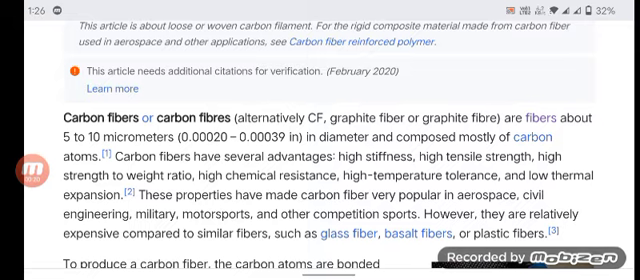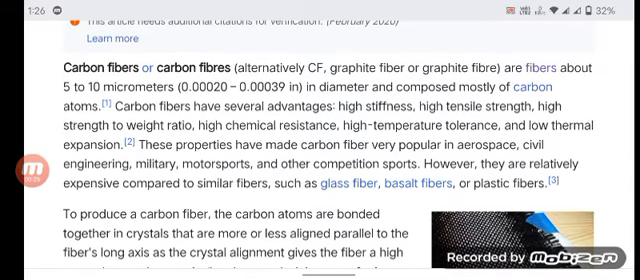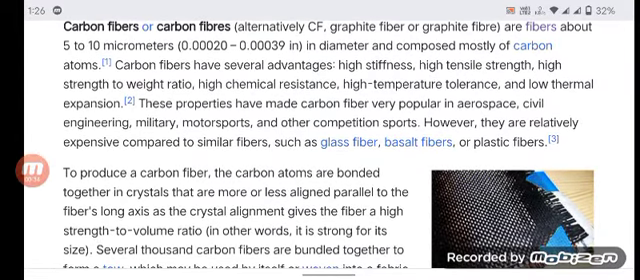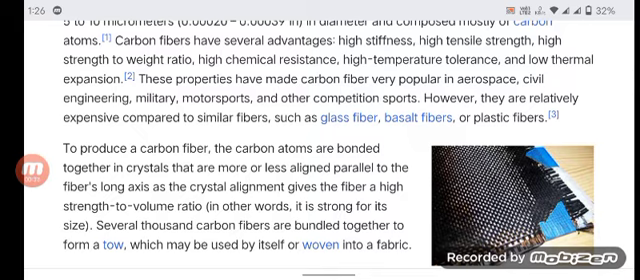These properties have made carbon fiber very popular in aerospace, civil engineering, military, motor sports, and other competition sports. However, they are relatively expensive compared to similar fibers such as glass fiber, basalt fibers, or plastic fibers.